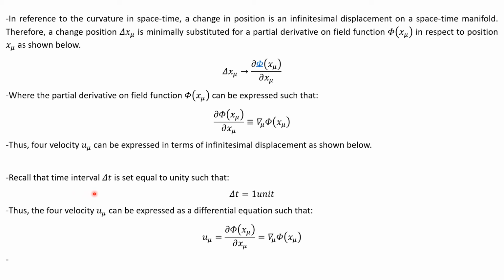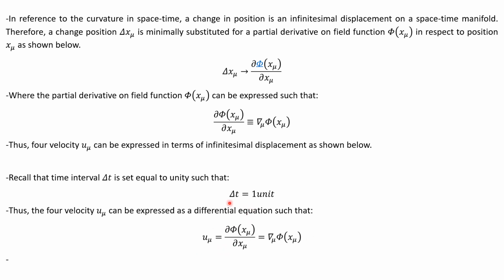Recall that the time interval delta t is set equal to unity. So the 4-velocity corresponds with the expression shown below. Thus, the 4-velocity can be expressed as a differential equation, because delta t is set equal to 1.